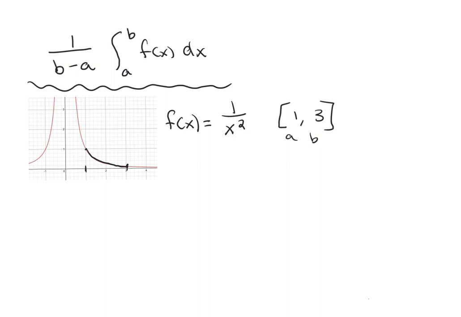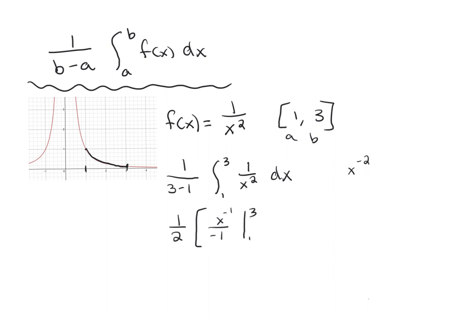So using that little formula we have above, we've got 1 over b minus a, so that's 3 minus 1, times the integral from 1 to 3 of our function with respect to x. So now I'm going to have 1 over 2, and now the antiderivative. Let's think, that's x to the negative 2, so we're going to add 1, x to the negative 1 divided by that power, and evaluate it from 1 to 3.